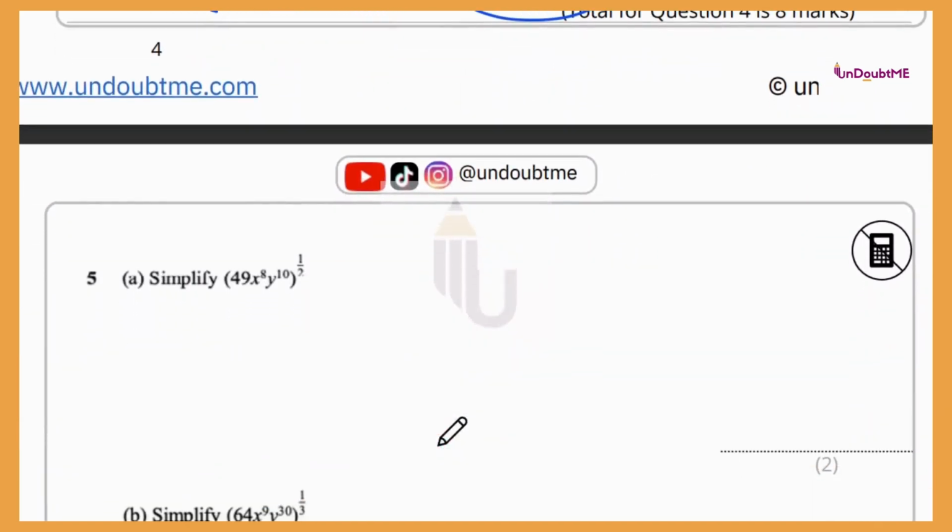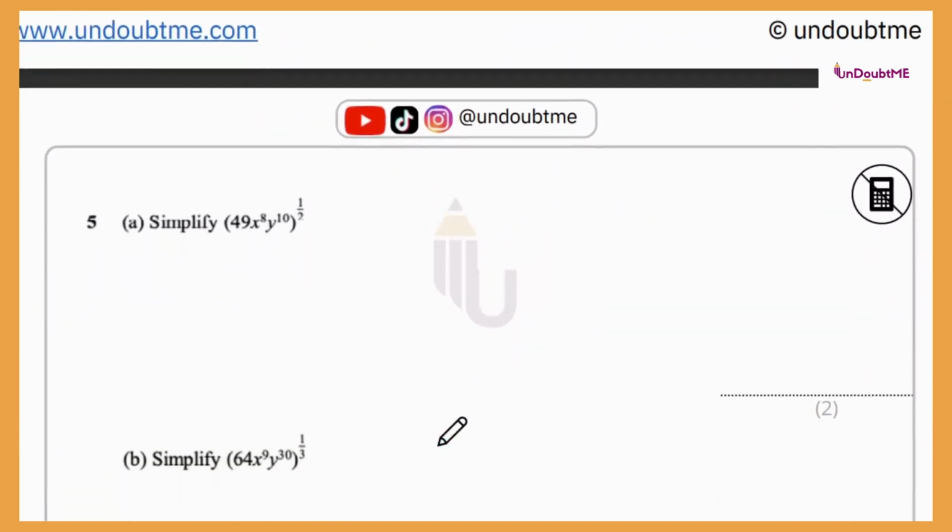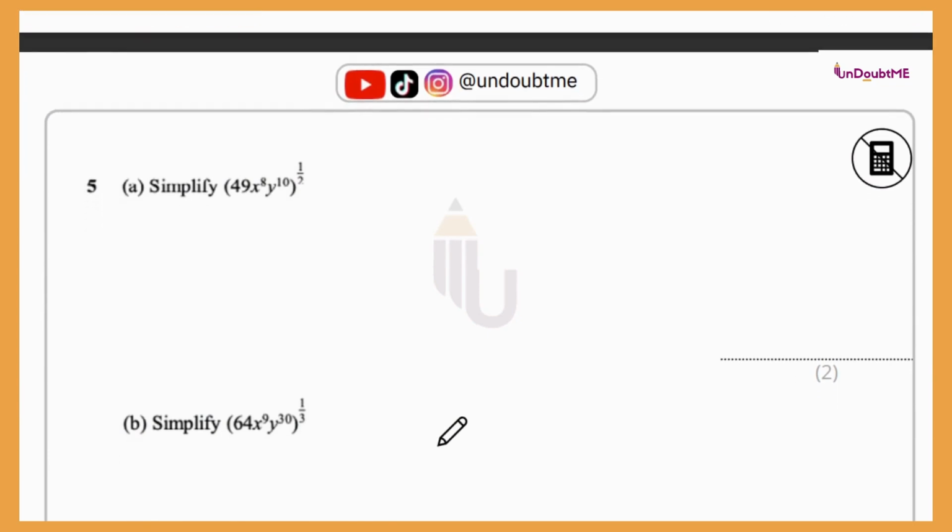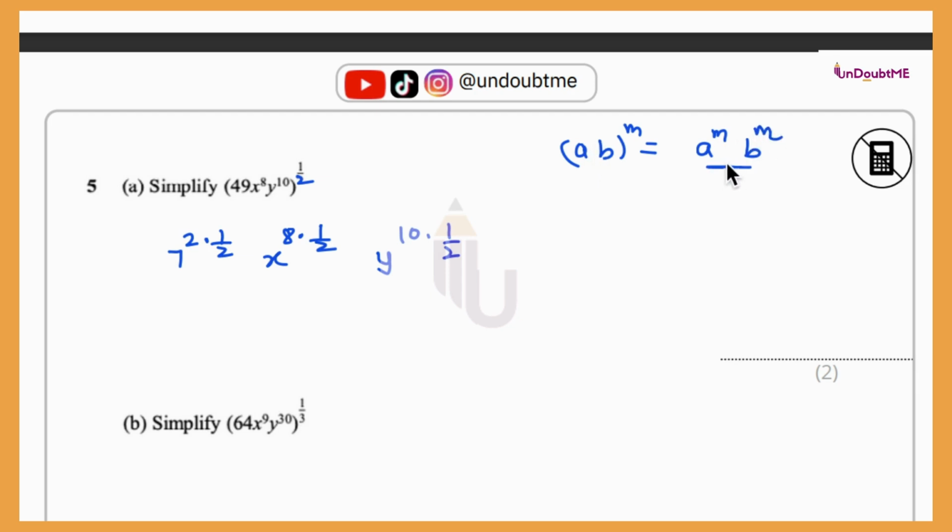Then comes the next set of questions. Here we have to take individual powers and then deal with them. So individual powers, if you see, then 49 is 7 square to the power 1 by 2, x to the power 8 to the power 1 by 2, y to the power 10 to the power 1 by 2. Individual powers are taken using this identity that we have, (ab)^m is equal to a^m b^m. That will give me 7 x^4 y^5.